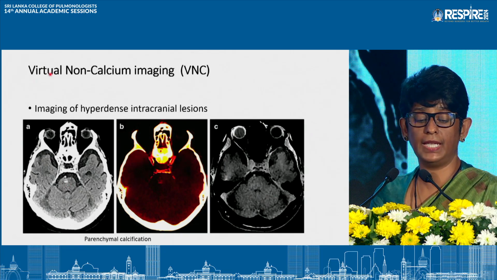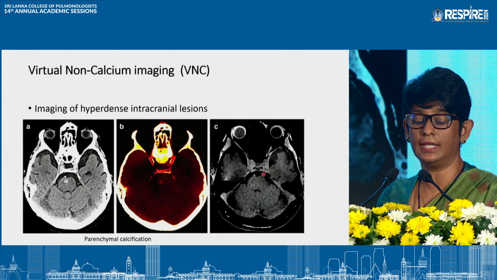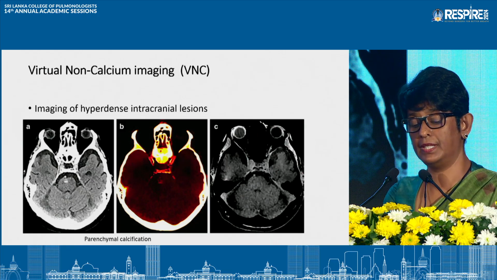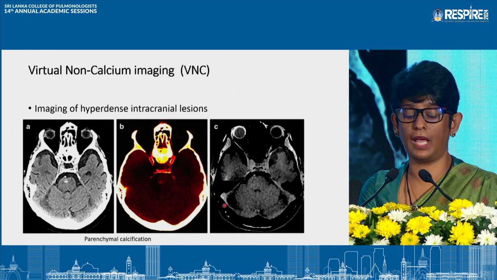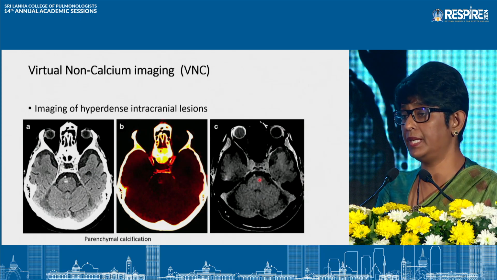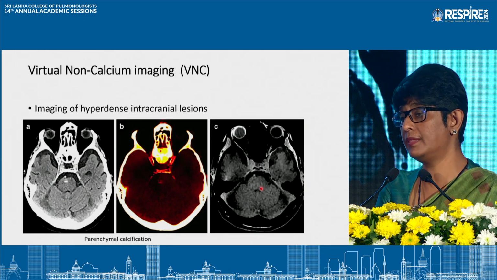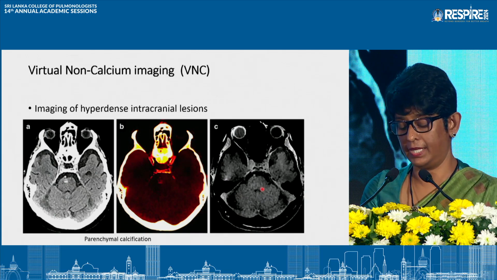Then we apply this application, virtual non-calcium imaging, and in the images which are developed, you can see that you don't see the skull vault even. So even the focus which was there in the brainstem is absent. That means this focus of high density was calcification, not bleeding.